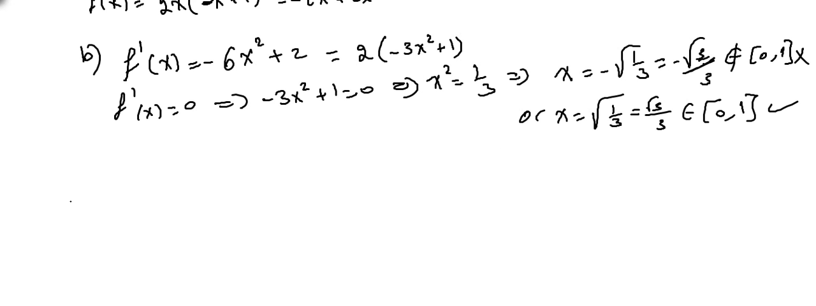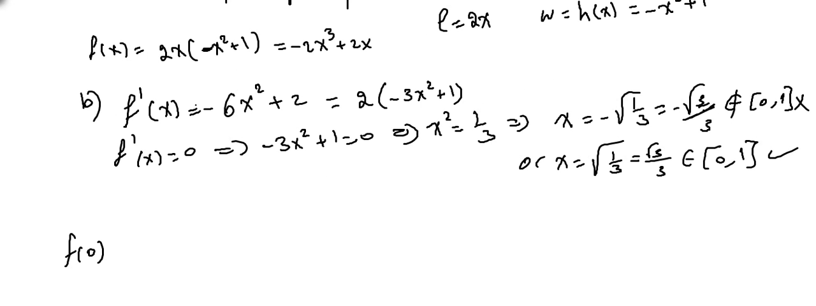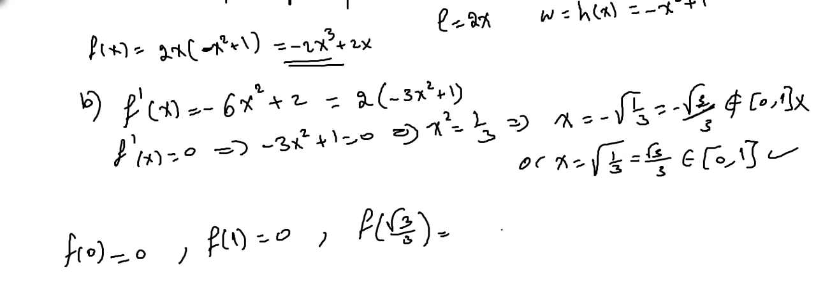That's great. We have f of 0. We can substitute 0 instead of x, and this is the area. It will be 0. If we substitute 1, we also get 0. But if we substitute the value we got here, radical 3 over 3, we get minus 2 times radical 3 divided by 3 cubed plus 2 times radical 3 divided by 3.